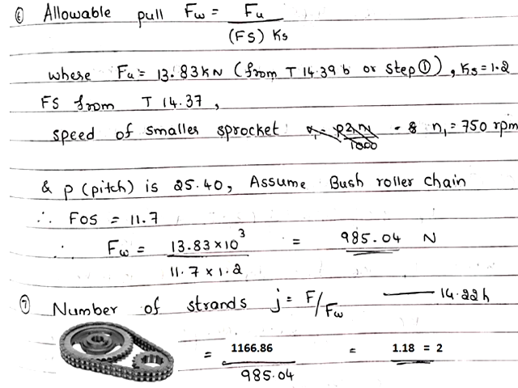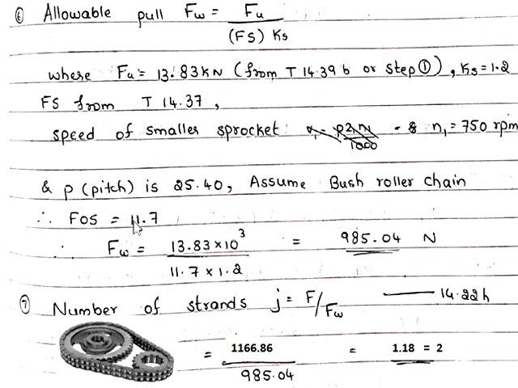To find out Fs, first identify what is N1. N1 is the speed of the smaller sprocket, that means higher RPM. N1 is 750 RPM, and the pitch value is 25.40. Assume a bush roller chain. Therefore, from table number 14.37, you will get the factor of safety as 11.7.